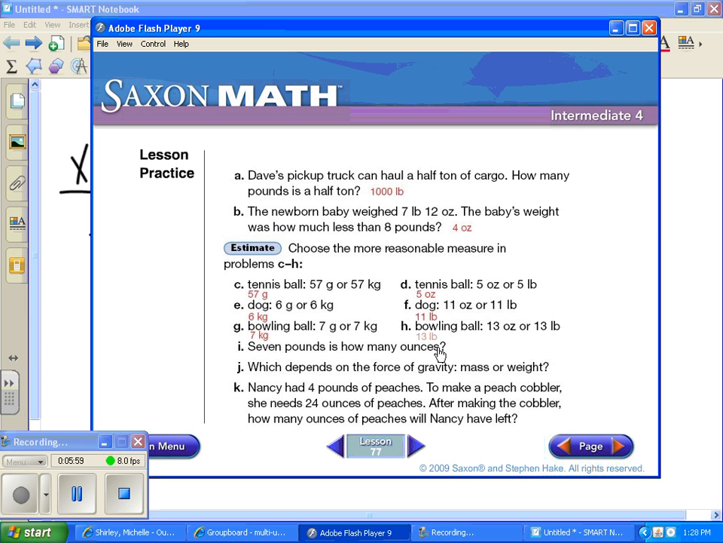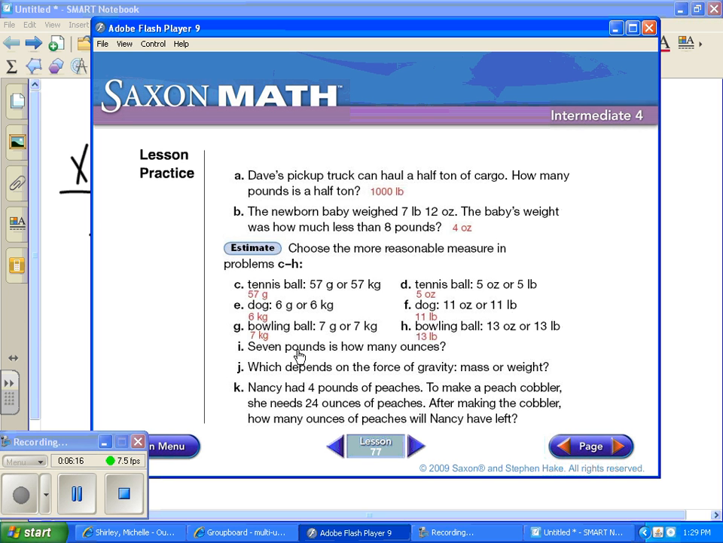And that would be 13 pounds. Bowling balls are heavy. Try dropping one on your toe. Wouldn't hurt. It would hurt really bad. Can't believe I said it wouldn't hurt. It would. Okay, 7 pounds is how many ounces?